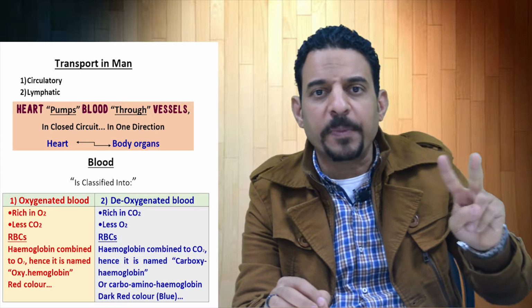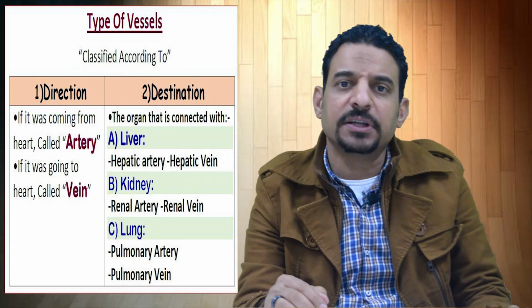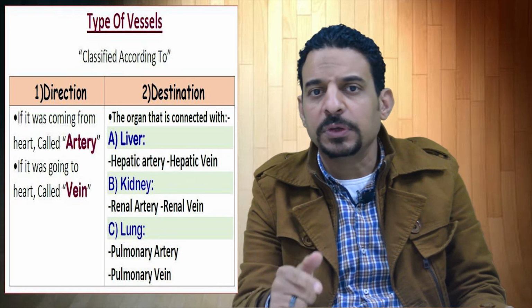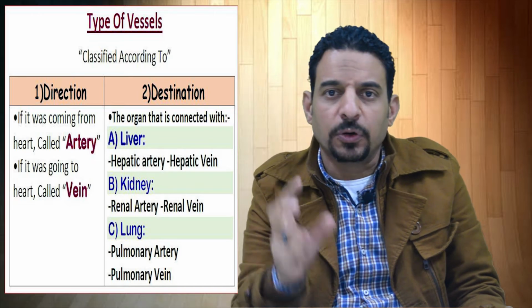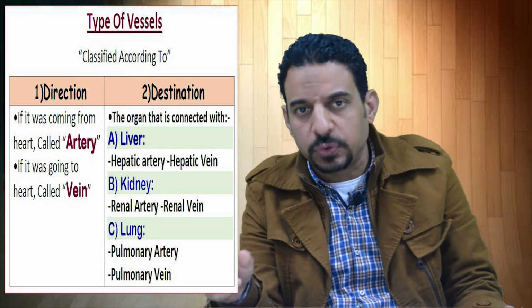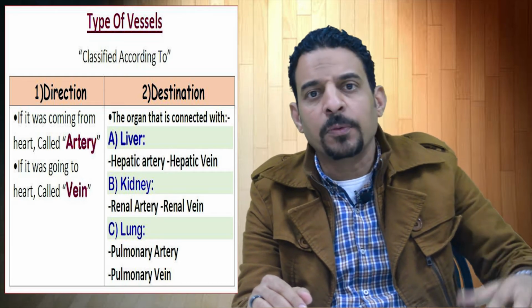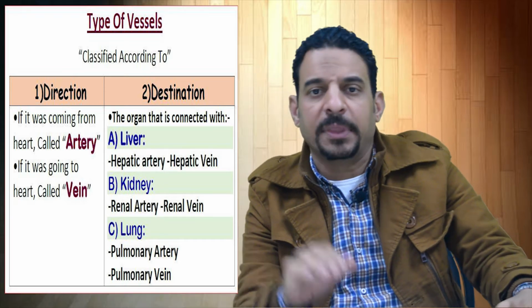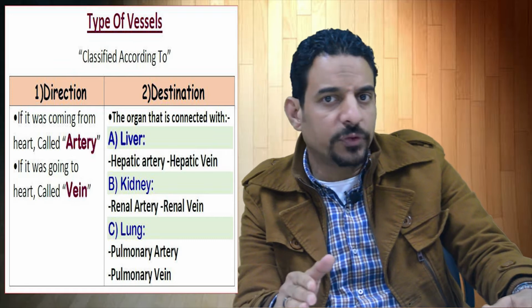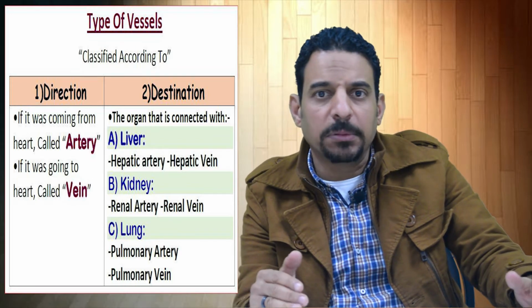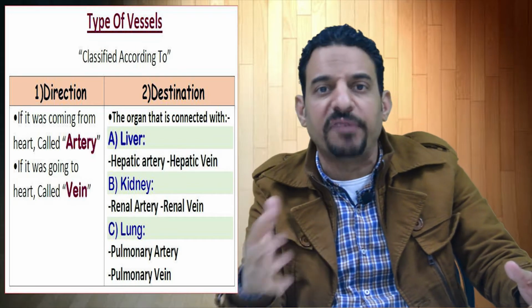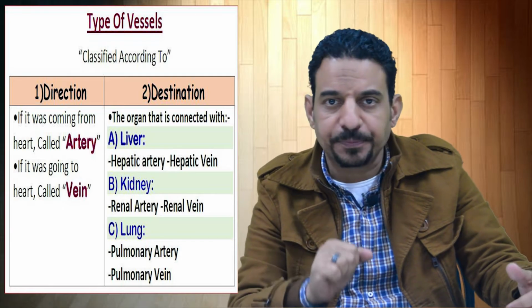We have two main types of blood vessels which are classified according to two factors. First one is the direction of blood. Number two is the destination, the organ that it is connected to. If it was a blood vessel carrying blood from heart, it is called artery. If it was a blood vessel carrying blood to heart, it is called vein, شريان ووريد.